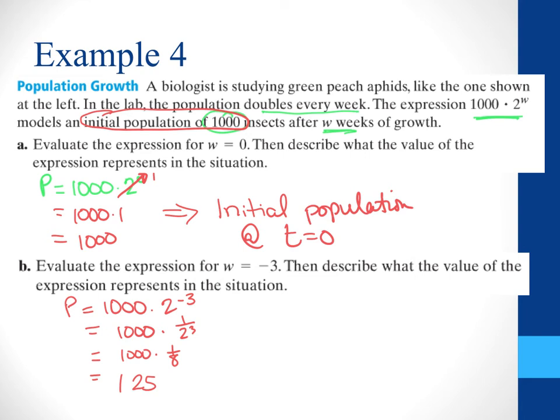Now, if you think about it, we were told that W represented the number of weeks. Okay, it says weeks of growth. So essentially what we're looking for when we have a negative value for W is, what was our growth 3 weeks prior to this study beginning? Or how many aphids were there like 3 weeks ago?